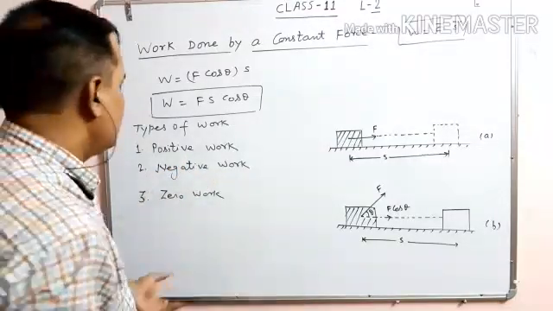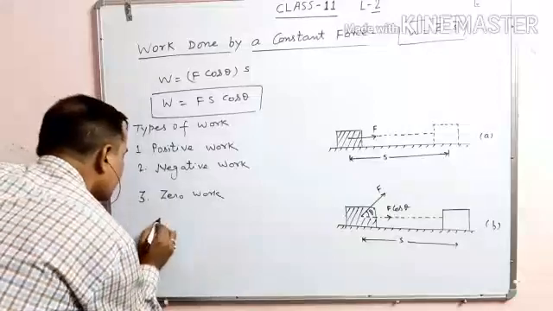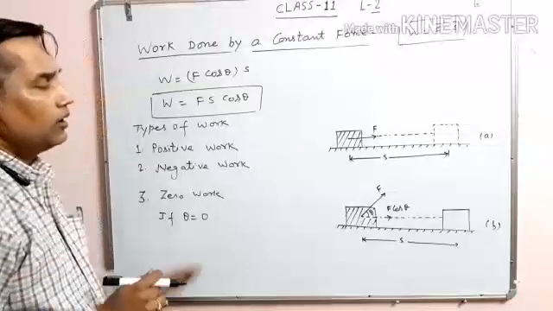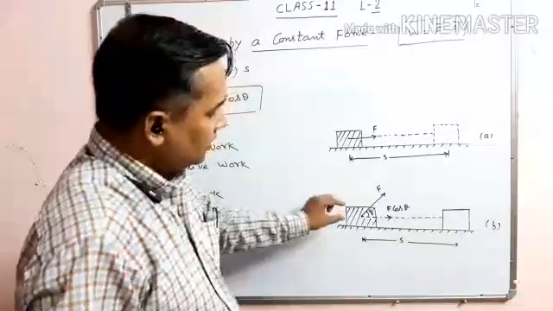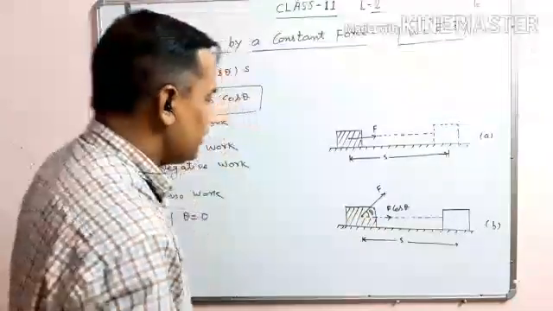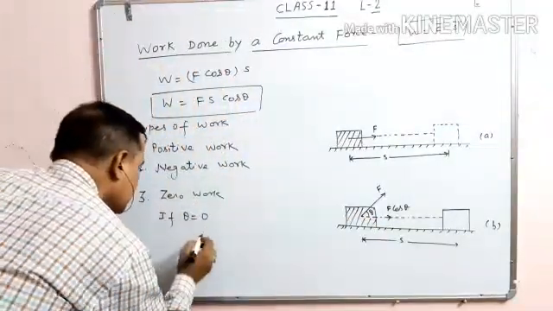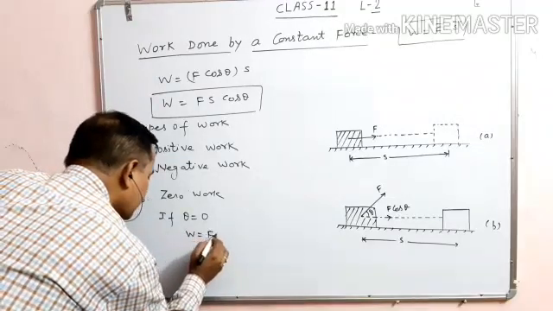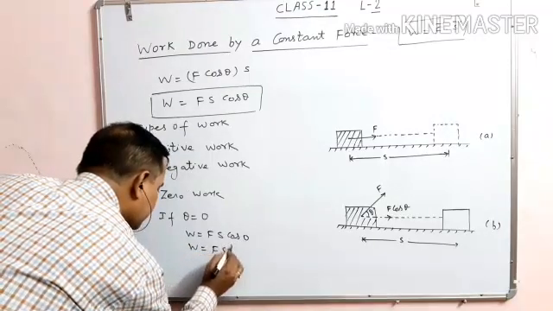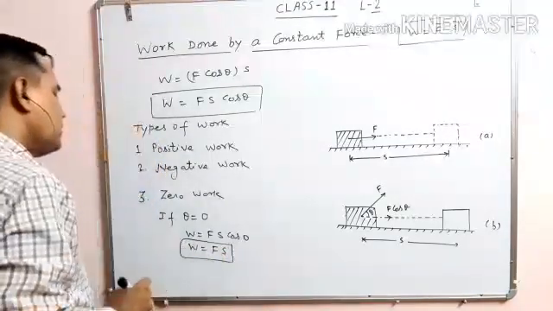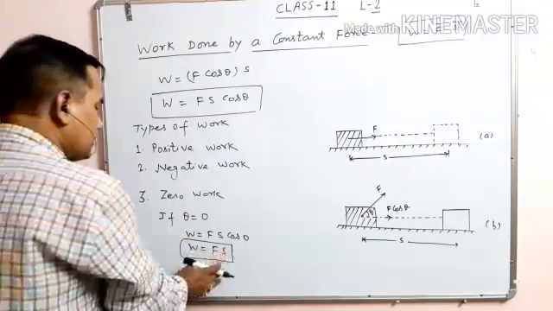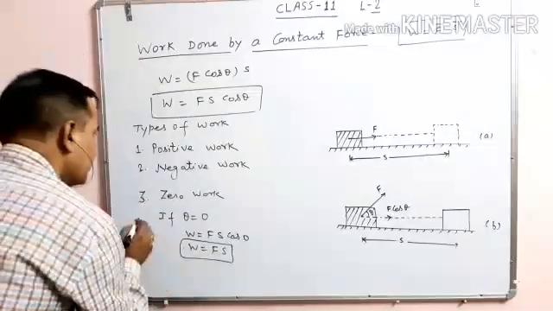So what is positive work? If theta is 0, that is, the angle between F and displacement is 0, then work done is Fs cos 0, so work done becomes Fs. In this situation the work will be positive. So that work is called positive work. This is the first.